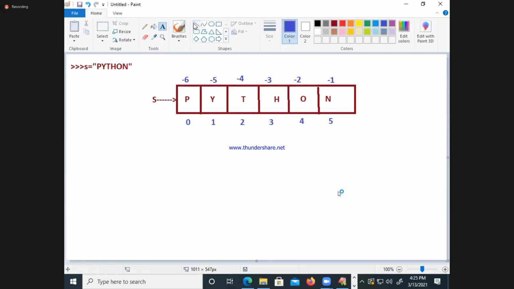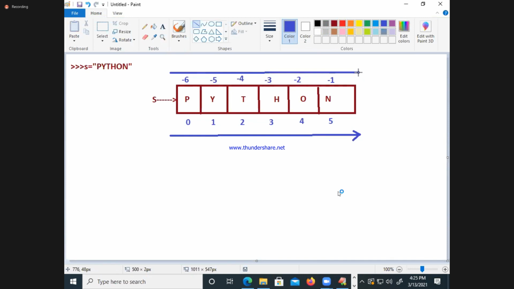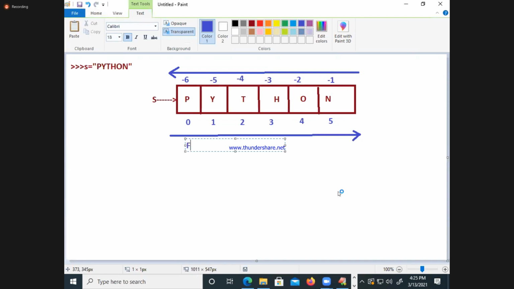This is called the positive direction. Write down, this also you write down: positive indexing, forward direction. And this diagram is applicable for all the data types. Wherever indexing is coming, try to remember this diagram and move forward. Forward indexing: in the brackets, positive, left to right.